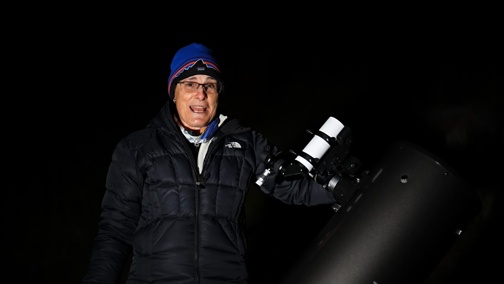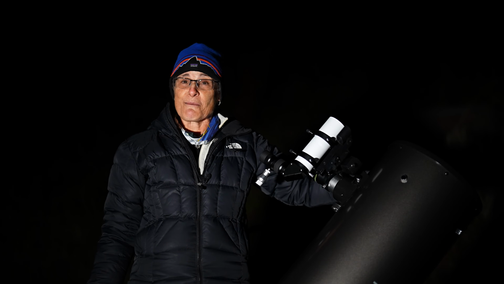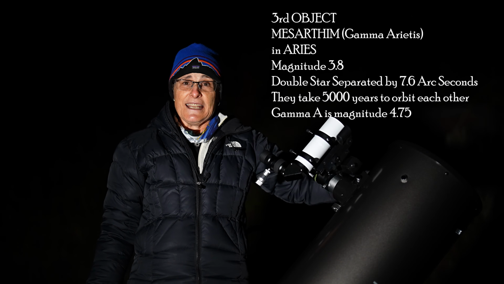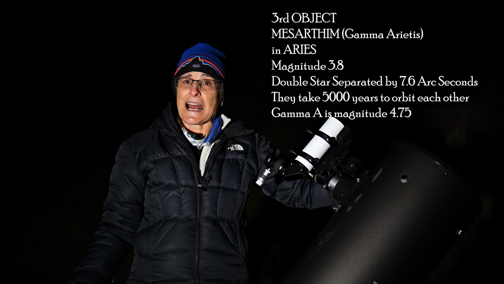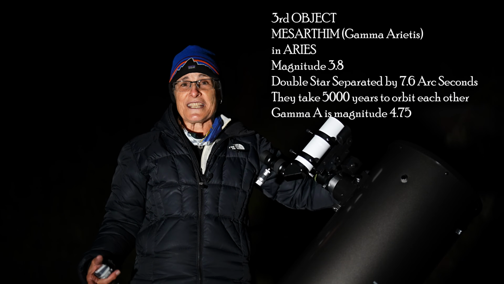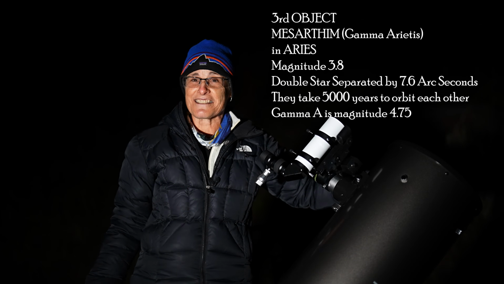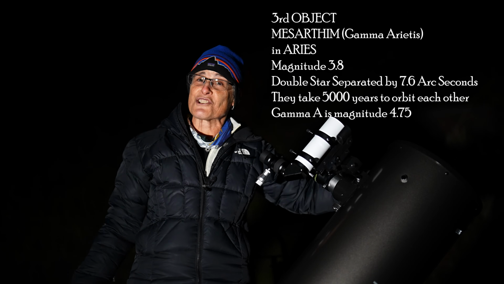And since we're in the neighborhood, let's look just below M33 for another double star, Mesarthim, also known as Gamma Arietis in Aries. It's magnitude 3.8, and you should be able to see it as a single star with your naked eye. But in a telescope, you'll see that it's actually two stars separated by 7.6 arc seconds. It takes these two stars over 5,000 years to orbit each other.